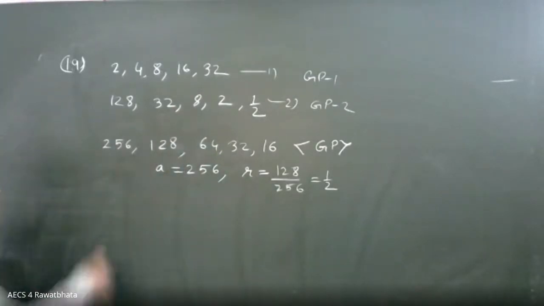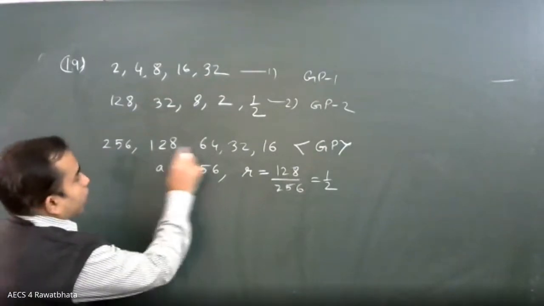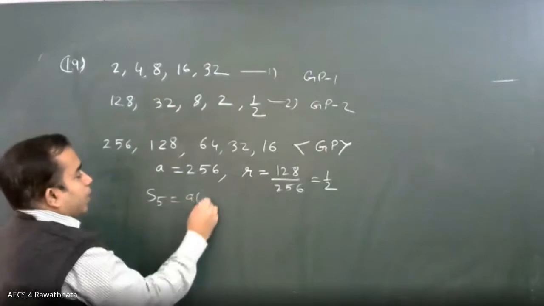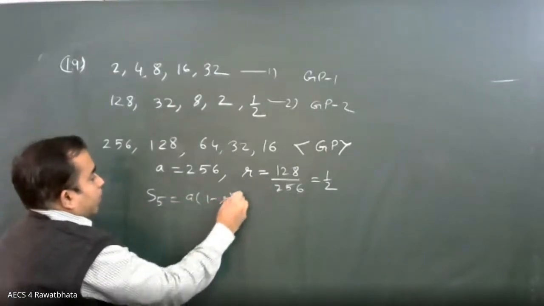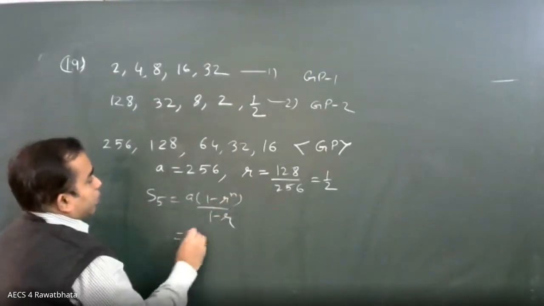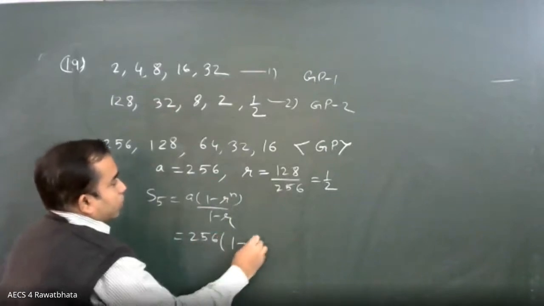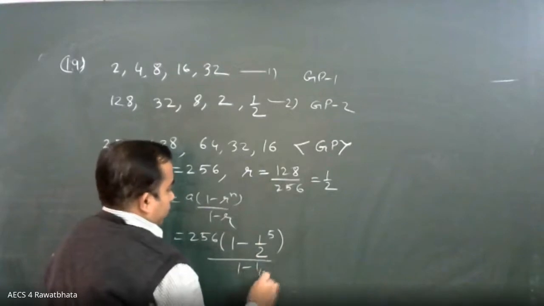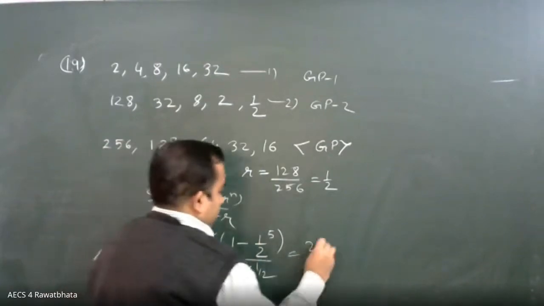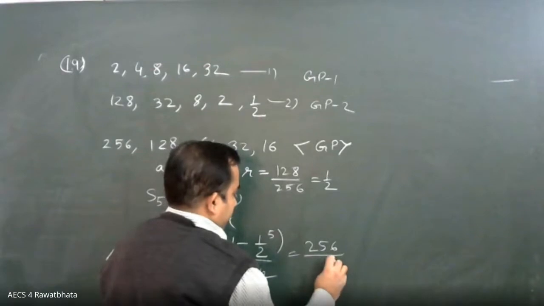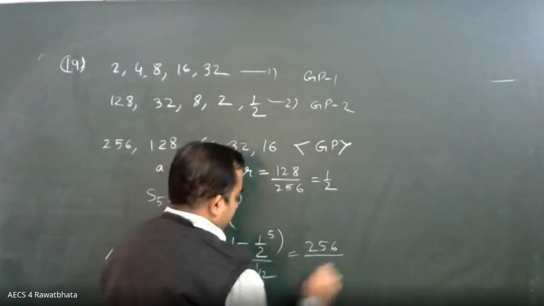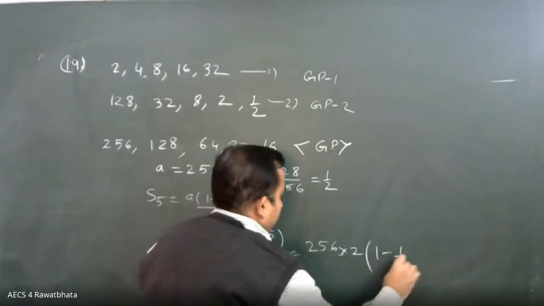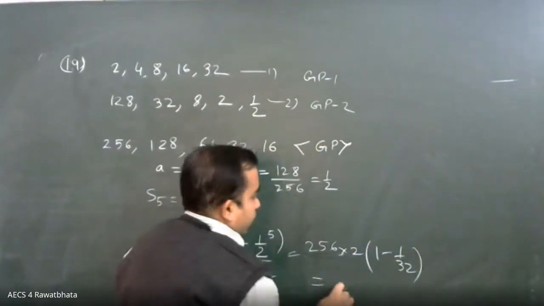Now I have to get the sum of these terms, so I can apply the formula. How many terms do I have? 5 terms I have. So S5 will be a into 1 minus r to power n upon 1 minus r. Very easily you can apply this formula. And it can be simplified. 1 minus half is half, 2. This you can simplify, students.